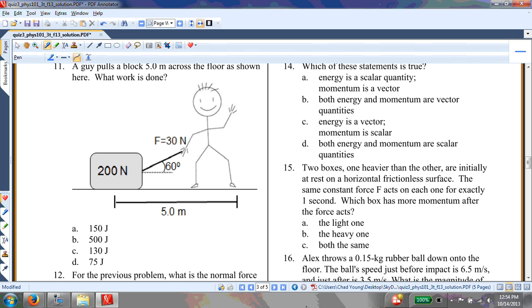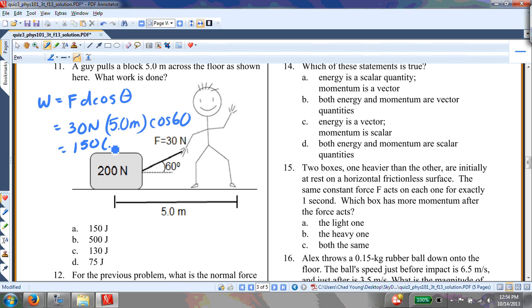A guy pulls a block 5 meters across the floor, as shown here. What work is done? Work is equal to F d cosine theta. F here is 30 newtons, d is 5 meters, and the angle is 60 degrees. That's going to be 150 times 0.5, which is 75 joules. So D is the correct answer.